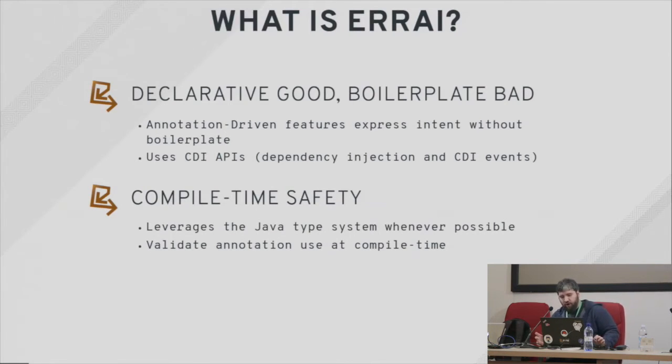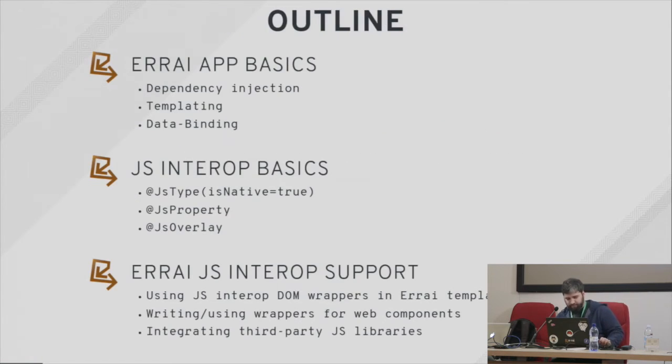So on a higher level, Errai is a declarative web framework, so we heavily use annotation-driven features, with the goal of trying to make your code express its intent more and remove common boilerplate from web apps. As a framework, we try to enhance the compile time safety of your web apps whenever possible, by failing fast at compile time and providing early developer feedback. And we think that's really important for a GWT framework because we know that a lot of people choose GWT and Java because of the compile time safety that you get from that environment.